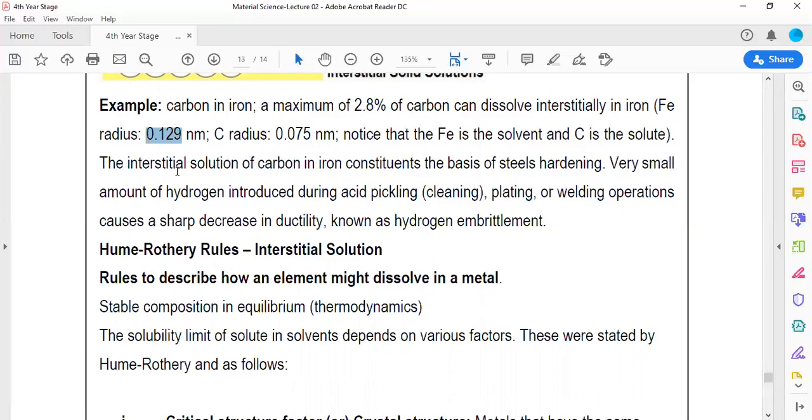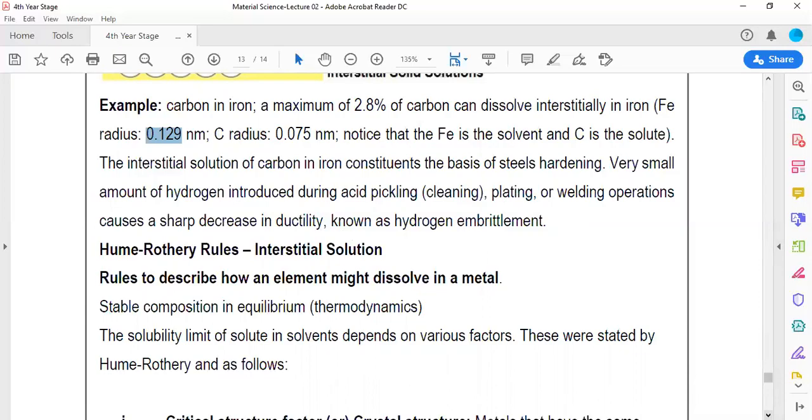Okay, the interstitial solution of carbon in iron constitutes the basis of steel hardening. A very small amount of hydrogen introduced during acid pickling and cleaning, plating, or welding operations causes a sharp decrease in ductility, known as hydrogen embrittlement.